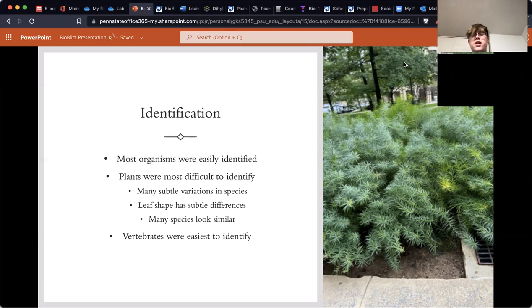But yeah, there are a lot of small variations in the species, like the ostrich fern. There are many other ferns that look like that. But if it weren't for the arboretum signs, iNaturalist wouldn't have been too big of a help, I guess. But the vertebrates were definitely very easy to identify because they are all over: squirrels and chipmunks and different distinct birds.